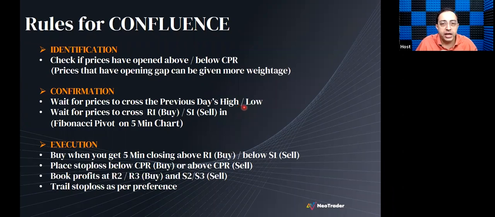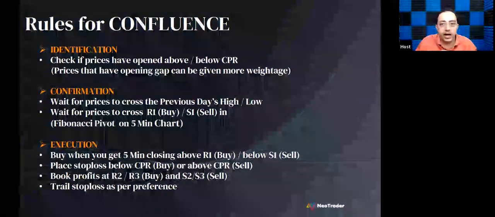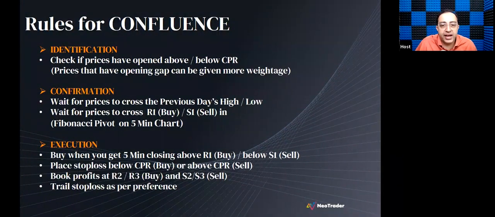What does confluence mean? It means the three important metrics which we discussed. What are they? The first, identification, is whether the prices have opened above or below the CPR. Now, there are some queries regarding whether, if there is a gap up, you can give it more weightage. If there is a gap, you can give it more weightage.